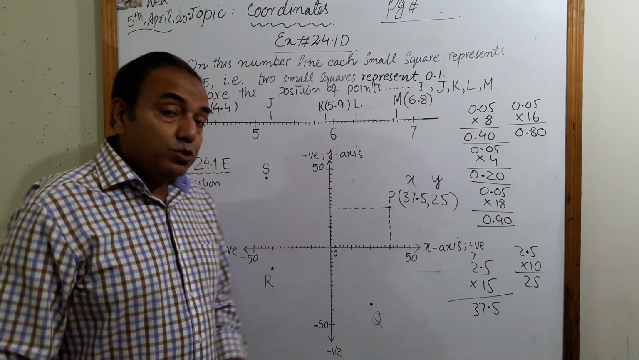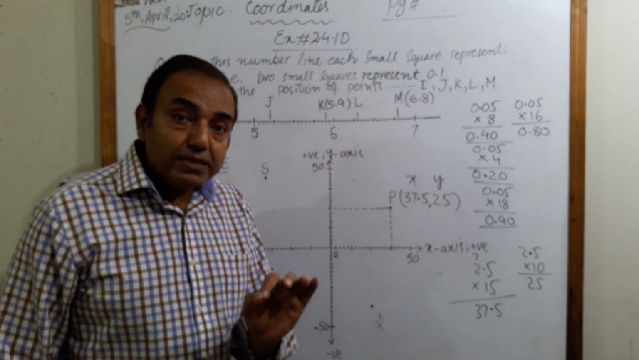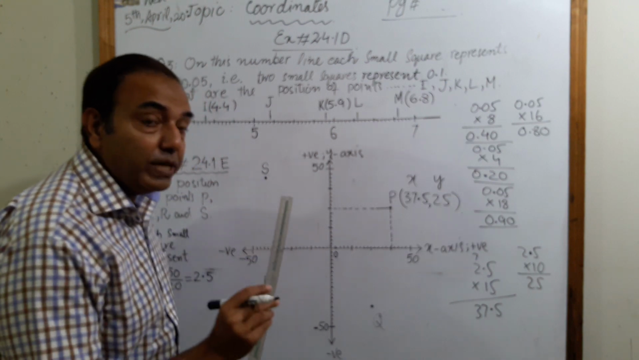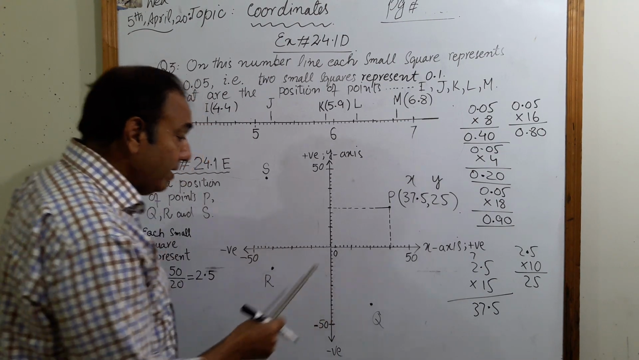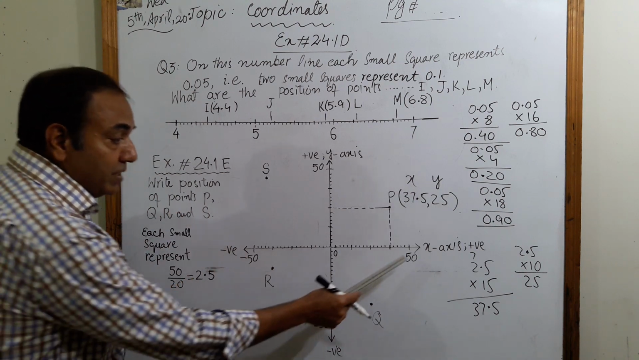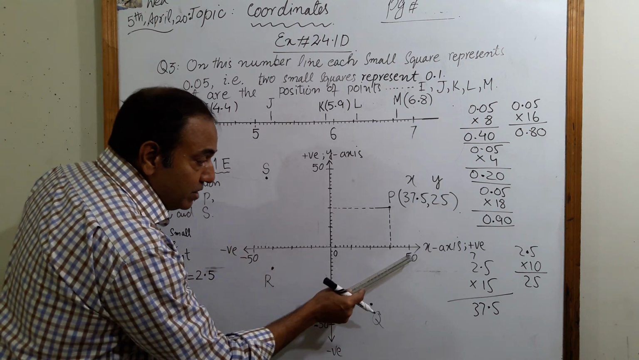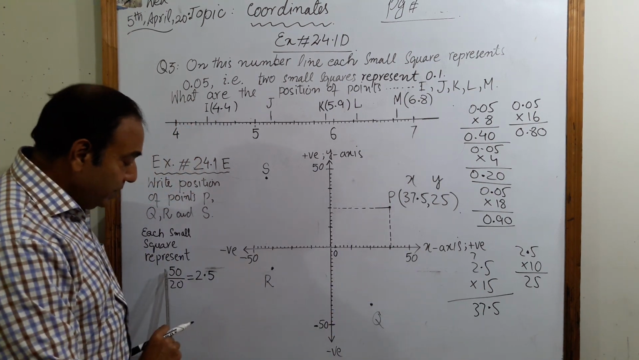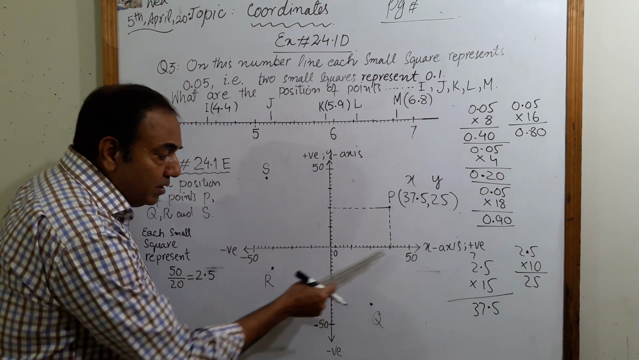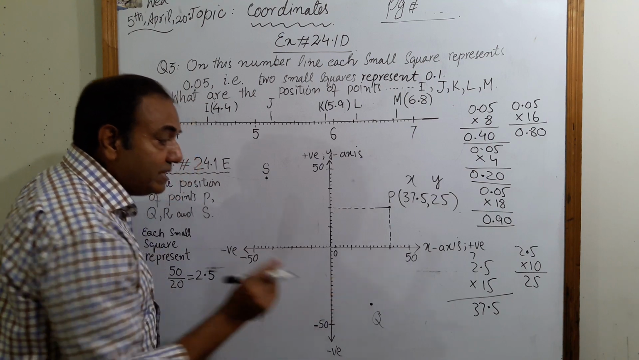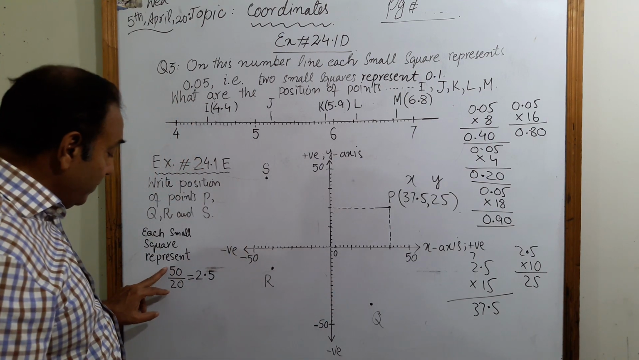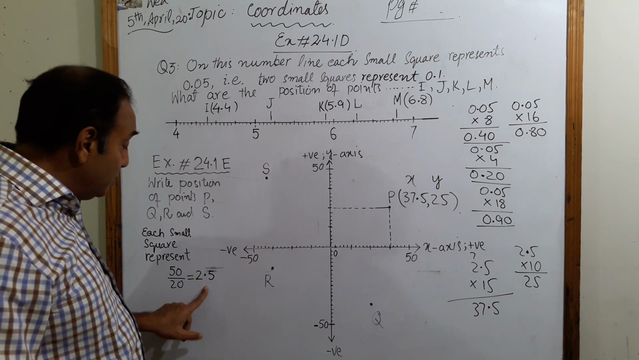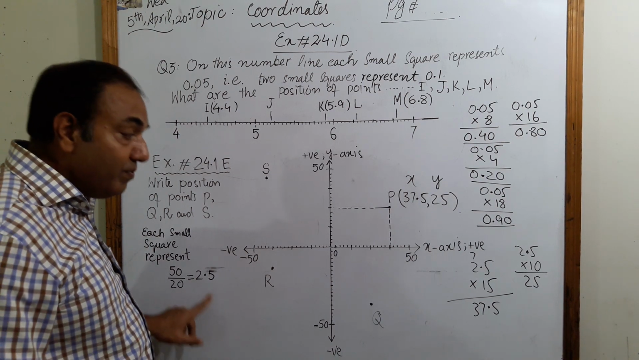Am I clear? The most important step in this question is to calculate the value of a small square. This is very important, and I have explained it to you. Just look at the numbers, the difference between two consecutive numbers from 0 to 50. It is 50, and the number of small squares between these 2 points is 20. So I divide 50 by 20 to get 2.5, which shows each small square represents 2.5.